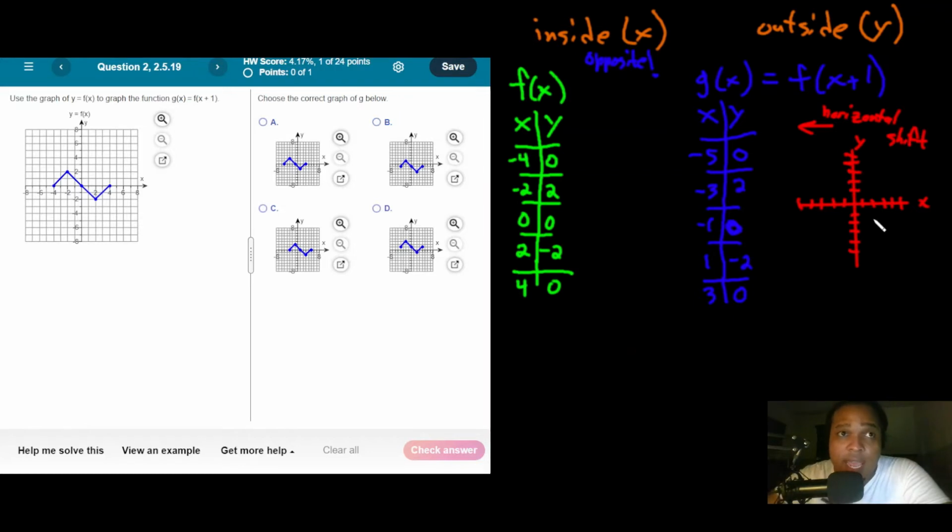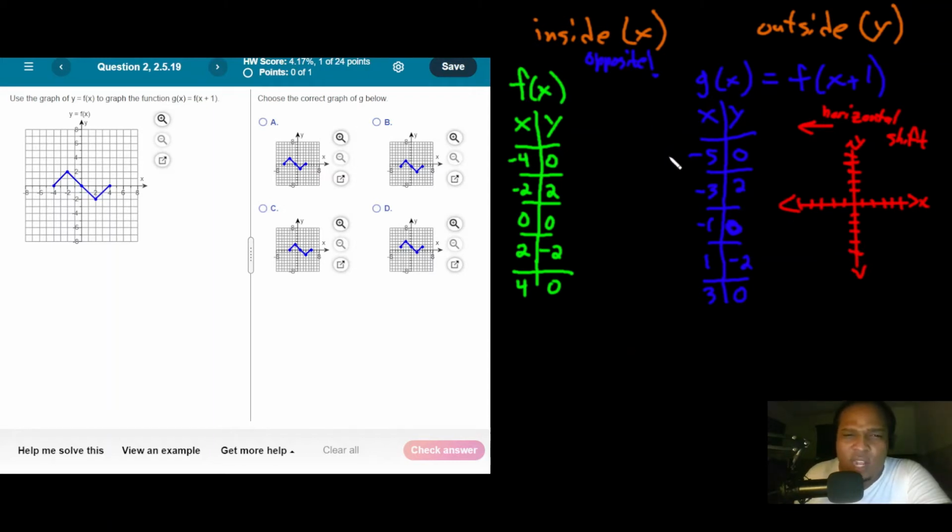Anything that affects the x is going to be horizontal. Anything that affects the y is going to be vertical. Because isn't x the horizontal axis going left and right? And isn't y the vertical axis going up and down? So get used to the terminology. You'll do fine. Okay, so let's go ahead and plot this.